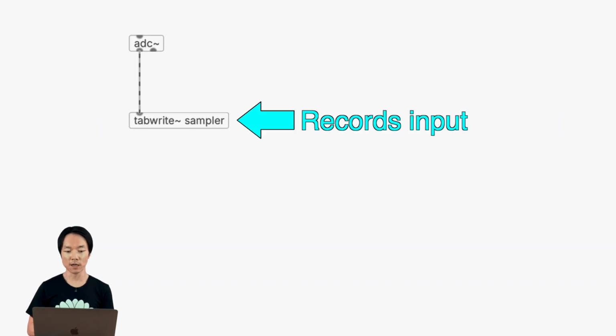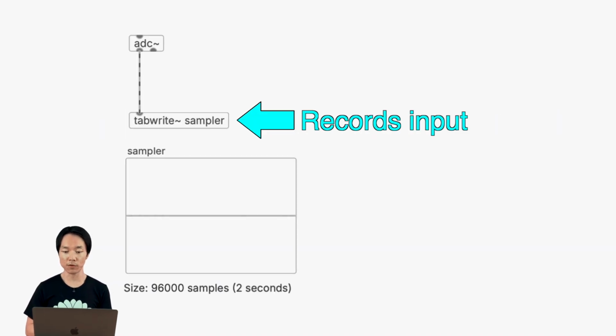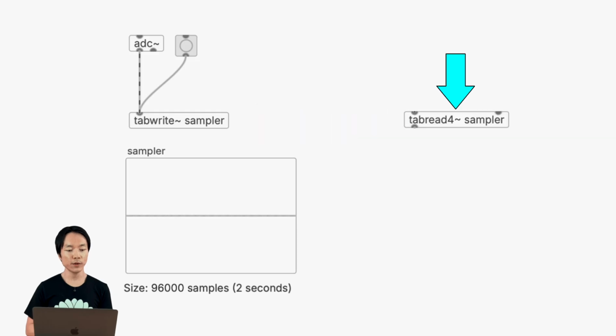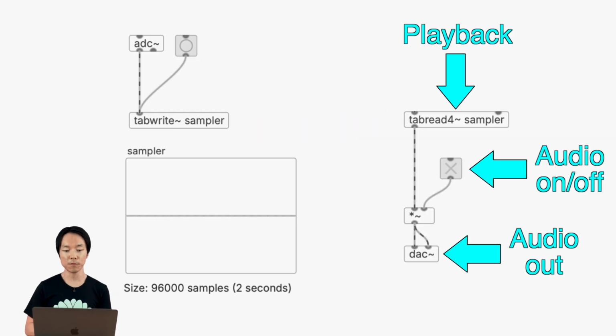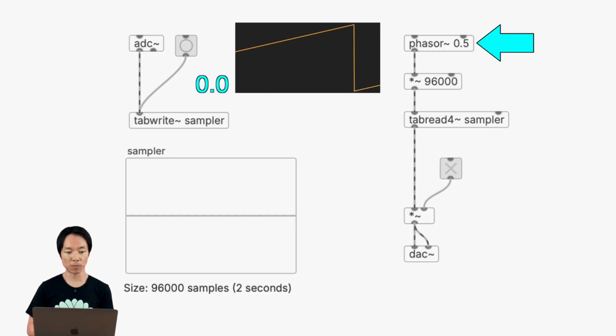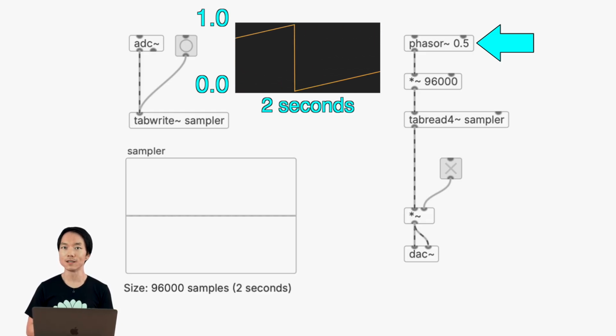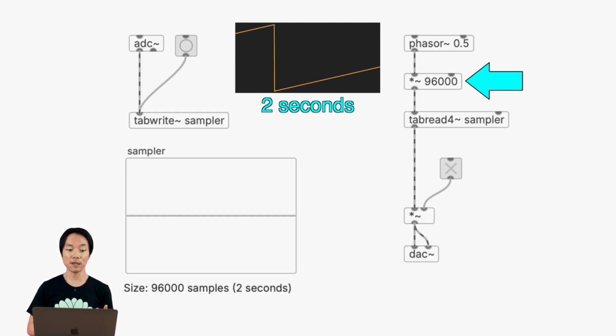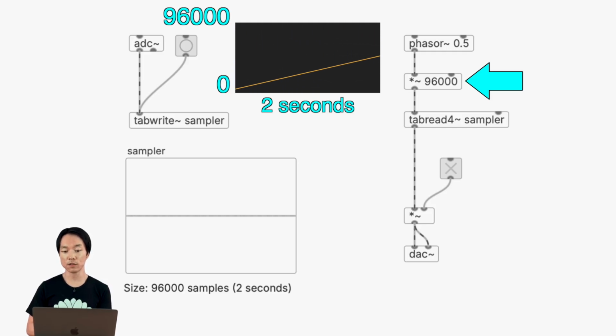tabwrite~ records its audio input into the aforementioned array buffer with a press of a button. And tabread4~ plays back the recording by outputting specific individual samples from the buffer. This phasor~ generates a linear ramp from 0.0 to 1.0 over a certain amount of time. In this example, 0.5 Hz, which is 2 seconds. And if I multiply that output by 96,000, all 96,000 samples are played from the first to last within 2 seconds, which will play back the recording exactly as it was recorded.